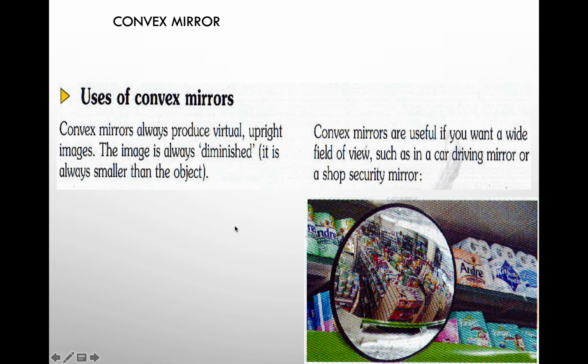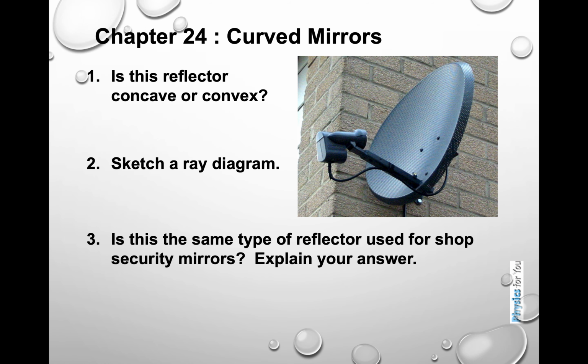As for the convex mirror, we can see that it always produces this type of image: virtual, upright and small, and this image is always diminished, smaller than the object. So we sometimes use the convex mirror to get a wide field of view, such as the car driving mirror, or a shop security mirror, or even the one that you can see while driving your car on the road, because it shows you the far objects in front of you, as the mirror is made of convex shape.